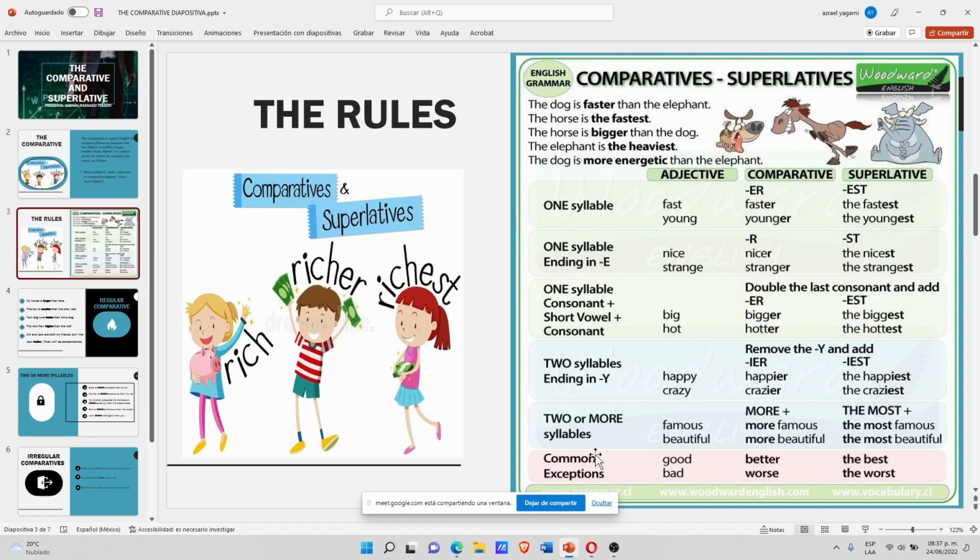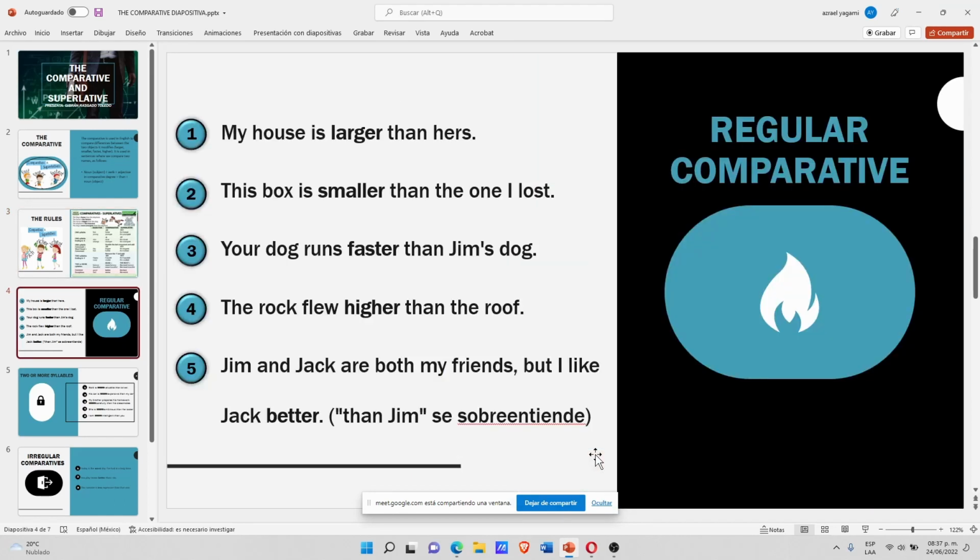Okay, we continue. These five examples. Erling, can you read the first one, number one? My house is larger than hers. Okay, it's great. We continue.